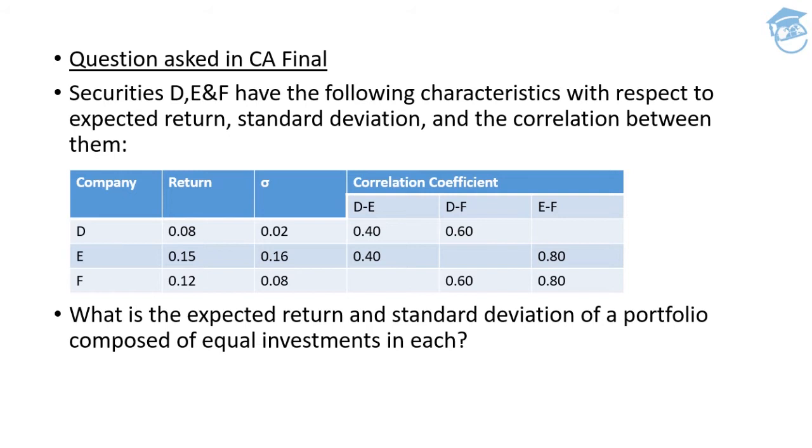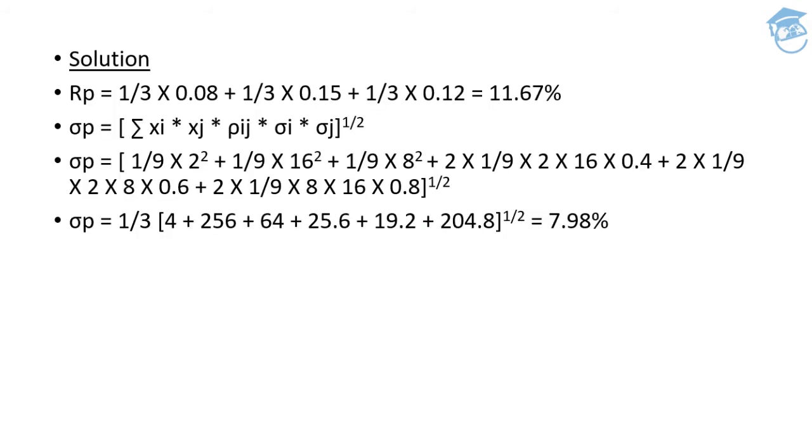So let's go ahead with the solution part in order to understand this question completely. Return on the portfolio will be very simple: 1 by 3 multiplied by the return of D, which is 0.08, plus 1 by 3 multiplied by the return of E, which is 0.15, and 1 by 3 multiplied by 0.12, which is the return of F, and you get a figure of 11.67 in this particular scenario. Next comes the standard deviation part.